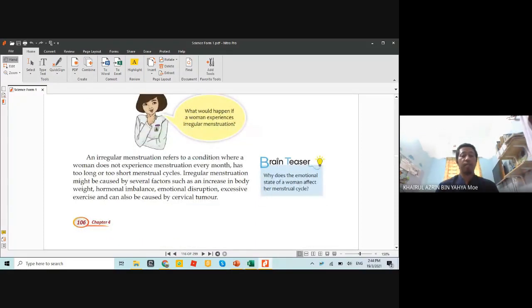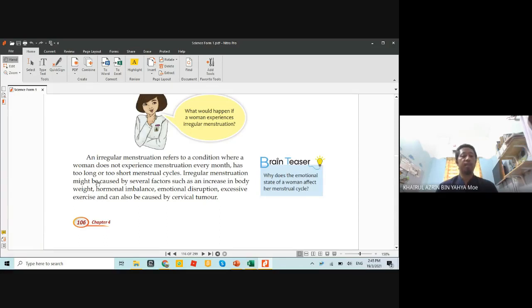So, this girl asks, what would happen if a woman experiences irregular menstruation? Irregular tu tidak tetap, tak betul. Not 28 days. Sometimes 20, sometimes 40, irregular. Okay. So, irregular menstruation refers to a condition where a woman does not experience menstruation every month, or has too long or too short menstrual cycles.